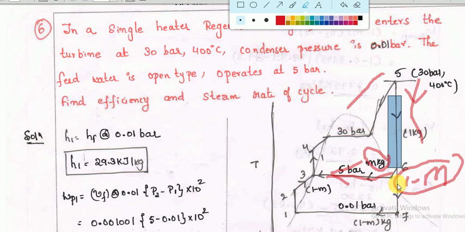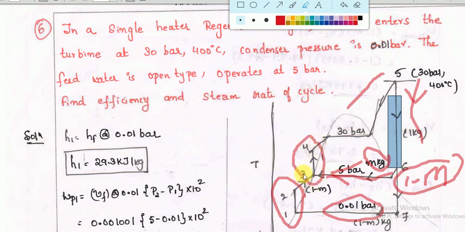So this 1 minus m kg expands all the way till 0.01 bar. At 5 bar some amount of steam is taken, and the remaining steam expands through the turbine. Then it gets into the condenser at 0.01 bar, where the 1 minus m kg of steam is converted into water. Then it is pumped in pump number 1. From 1 to 2 is the first pump, then 3 to 4 is the second pump.